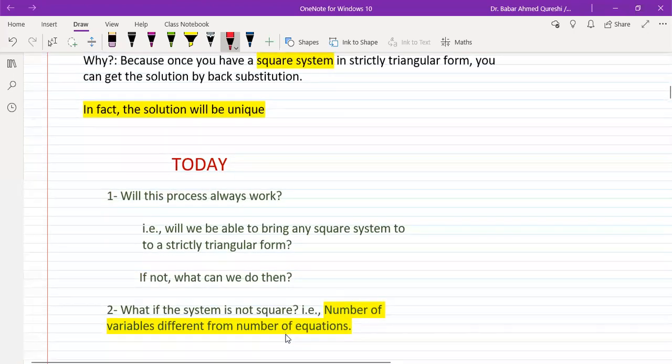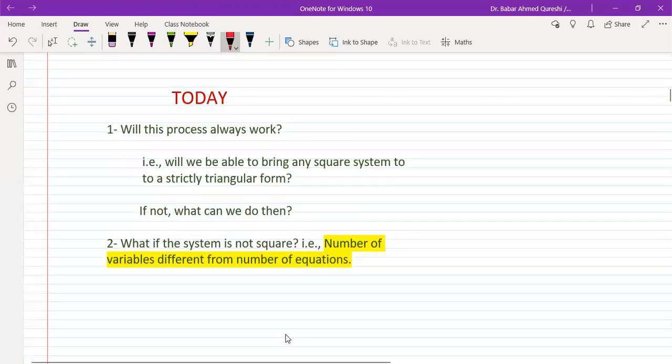So now let's move to what we're going to do today. We're going to ask a few questions. The main question is, will this process always work? That is, will we be able to bring any square system, right now I'm asking about square systems, to a strictly triangular form? Because I know that if I have a triangular form, I have a unique solution. But can I do it always? Does it always work?